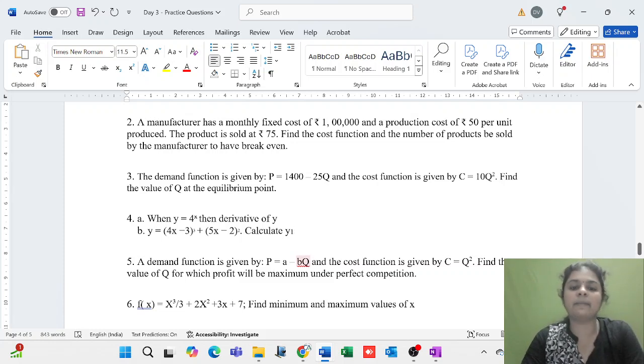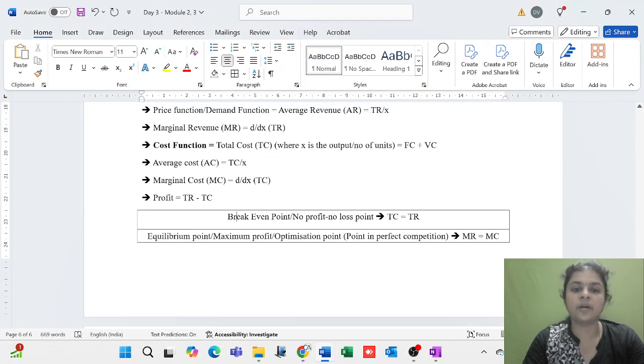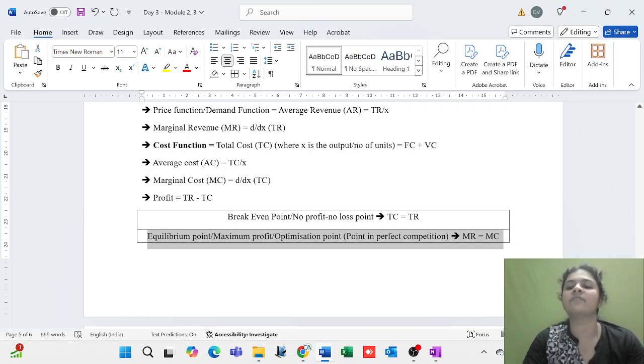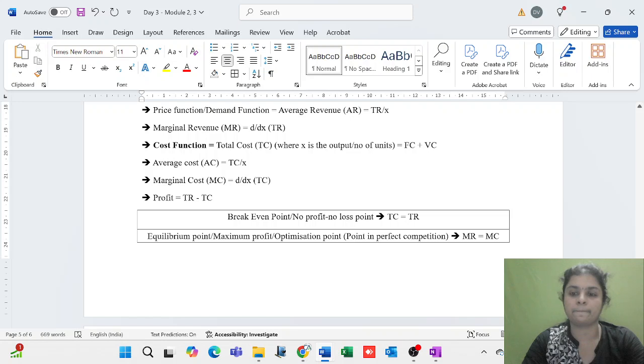Fifth question, demand function is given and cost function is given. Find the value of Q for which the profit will be maximum under perfect competition. So when the word perfect competition is given, what formula do we need to use? When you have the words perfect competition and profit is maximum, it is again the equilibrium formula, which is MR is equal to MC. Is that clear?